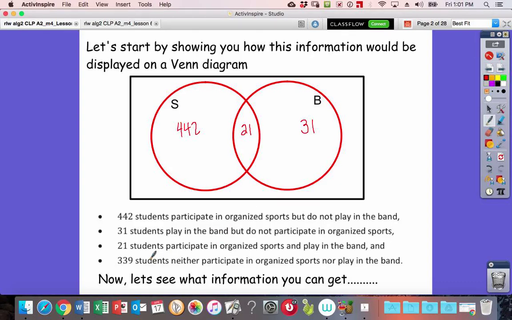Then I have 339 students. They do not participate in organized sports or in the band, and you're going to put these in the rectangle out here. Okay, that's how you would represent that information as a Venn diagram. Let's see what else we can do.